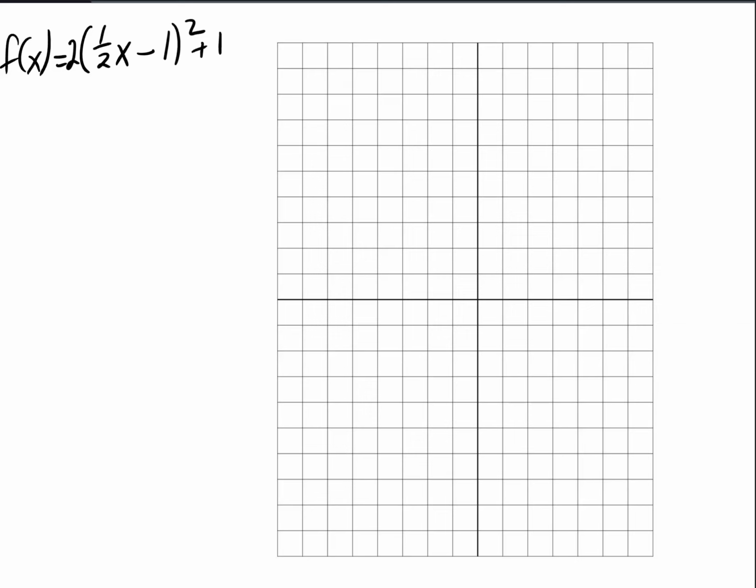I see this 2, so it's going to be a stretch or a compress. The 1/2 multiplied by the x is also going to be a stretch or compress. The minus 1 is going to be a shift, and the plus 1 is going to be a shift. The base graph that we'll start with will be y equals x squared. This one I'm going to change the scale a little bit to start with.